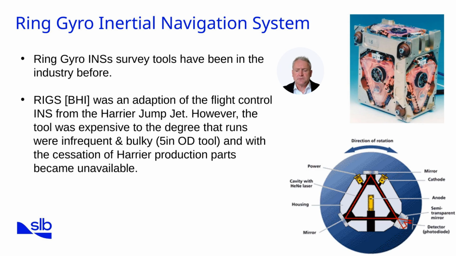However, the downsides were significant. Early tools were bulky, often more than 5 inches in diameter, expensive, and required rare components. With the end of Harrier production, parts became scarce, limiting adoption. Despite these drawbacks, inertial navigation system technology demonstrated what was possible: continuous, high-accuracy surveying in real time.